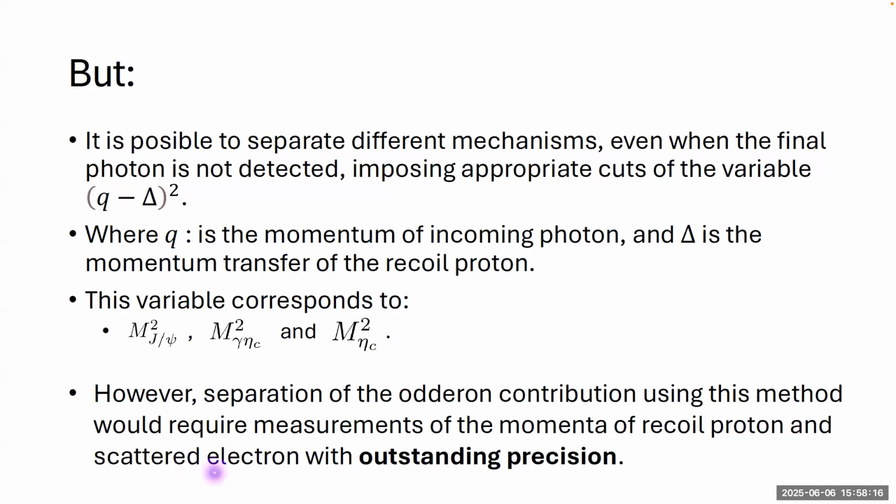But this requires outstanding precision, which experimentalists need to achieve, and they need to consider this calculation, because the eta C production is not solely mediated by the Odderon. You may have one undetected photon, and the eta C could be produced via Pomeron. So that's it.